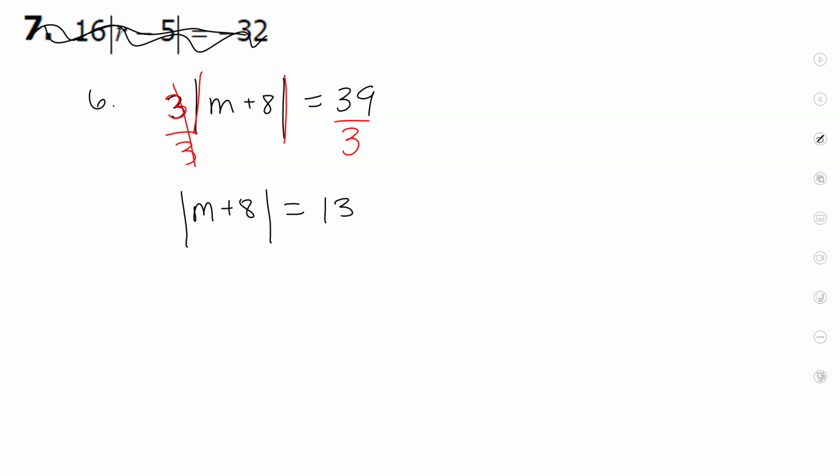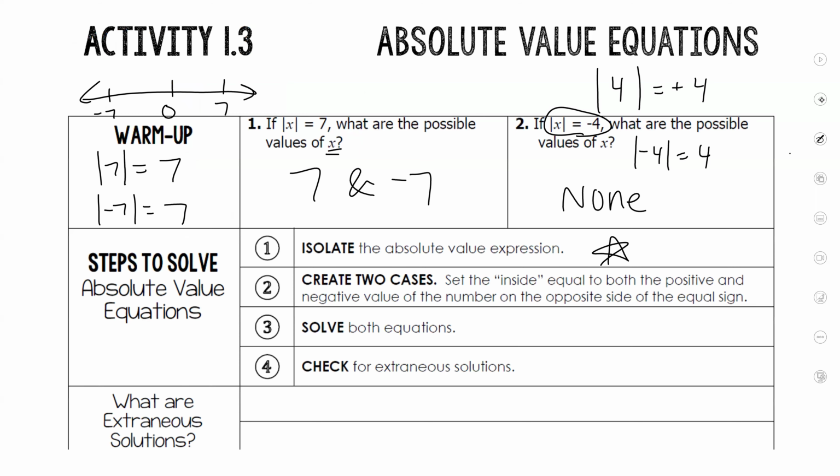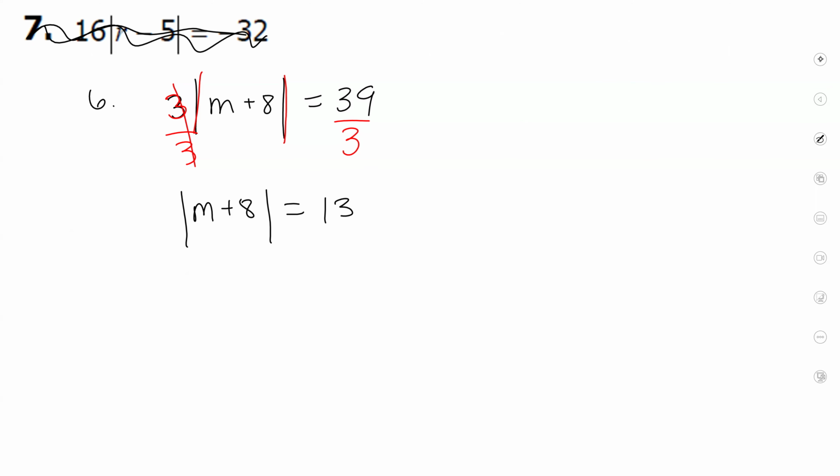Okay, so that was step 1. Isolate the absolute value symbols. Let's look at the next step. Next step is to create 2 cases. So we're going to set the inside equal to both the positive and the negative value. Just like we did here. You have 2 different answers. You can have a positive one and a negative one. Okay, so let's do that.